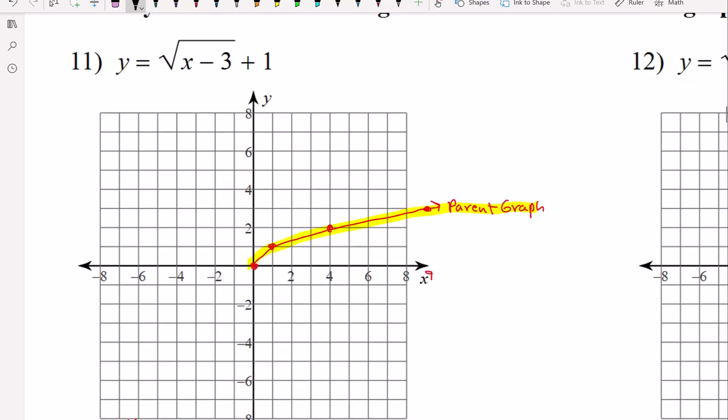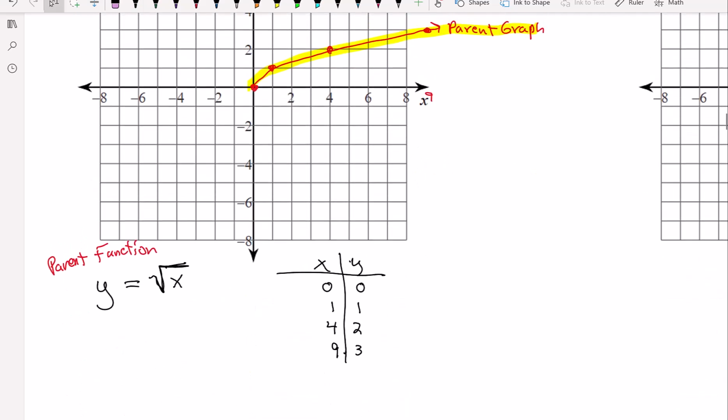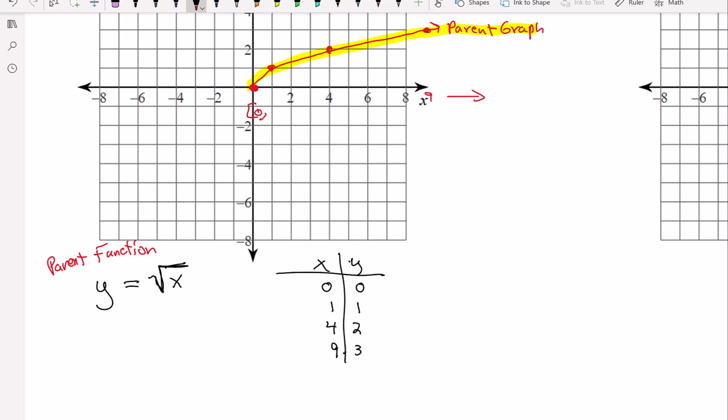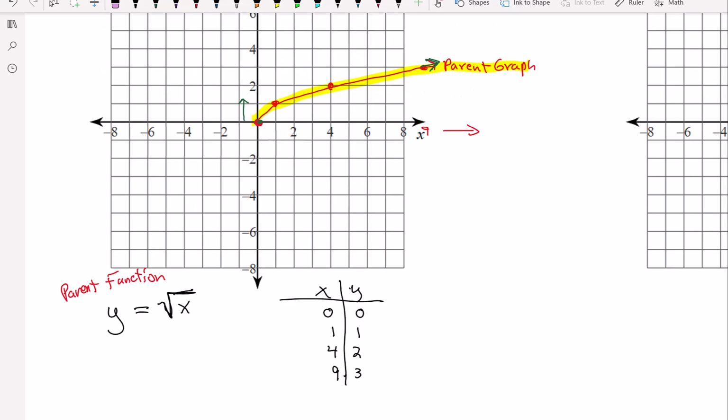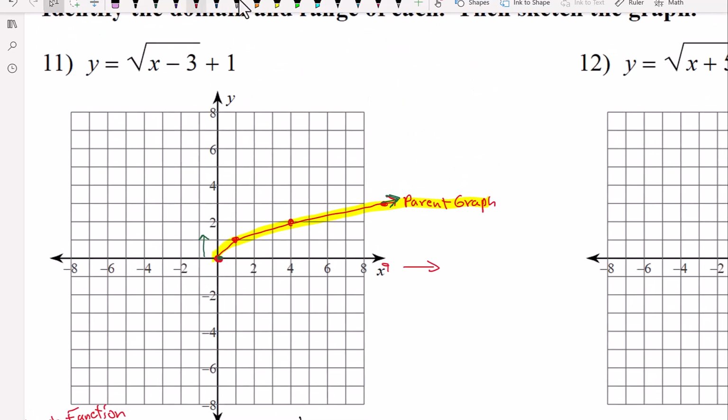All right, now it's asking for the domain and range. On a square root function, the x's start at 0 and head towards positive infinity. So for the parent graph, that's the domain. Let's look at the range. It's also starting at 0, so for the range, the lowest point is 0. And while it's going to the right, it's also going upward, so that's also positive infinity. So here's a tip. Now we're going to do this problem right here.